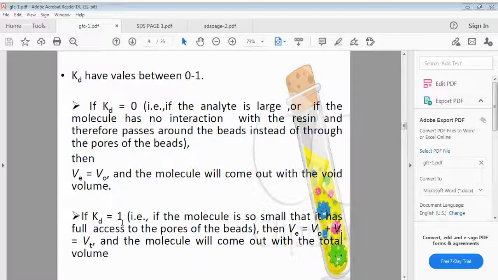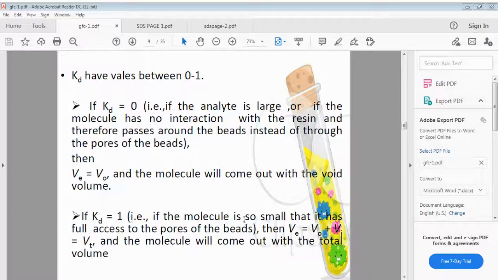Now, KD will be 1 when all the molecules in the mixture that are to be separated enter the stationary phase or the gel, so the concentration of this particular molecule is more in the stationary phase and none in the mobile phase. Or the value can be in between, when some of the concentration may also be present in the mobile phase.